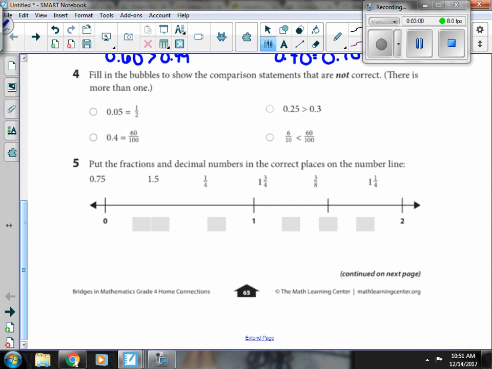Now we're finding the ones that are not correct. The first one says 5/100 equals 1/2. I'm going to write that as a fraction. 5/100. Well, half of 100 is 50, not 5. So that one is not correct, so I'm going to fill in the bubble. The next one says 4/10 equals 60/100. Well, 4/10 can be written as 40/100, and that's not the same as 60/100. So that is not correct, so we fill in that bubble.